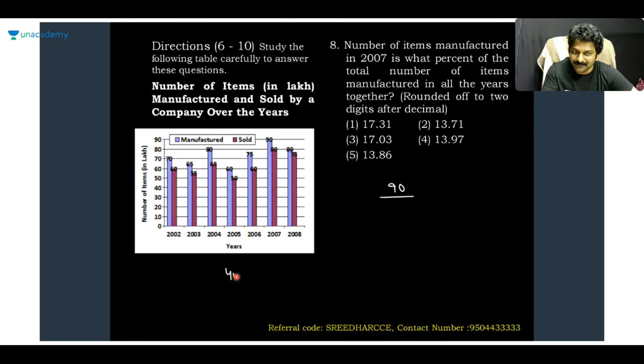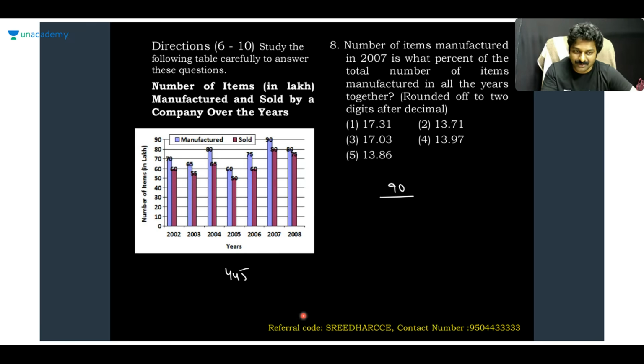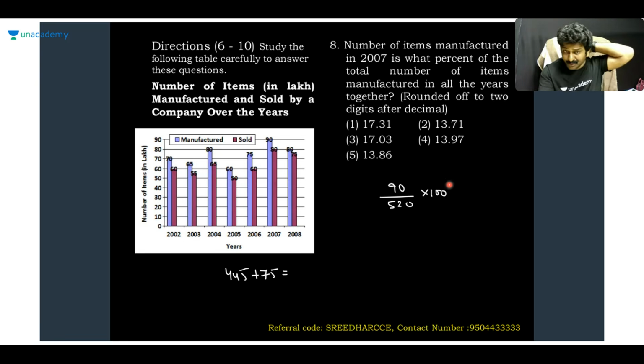Sold items are 445. And for the first question, you have already calculated unsold items. Unsold items are 75. So total manufactured items are sold items and unsold items together. So 445 plus 75 is equal to 520. You're asked to calculate percentage, so multiply by 100. Now, don't go for simplification using cancellation. Get the answer from the denominator.